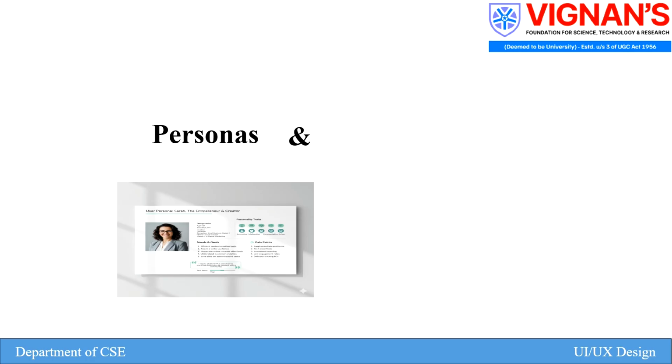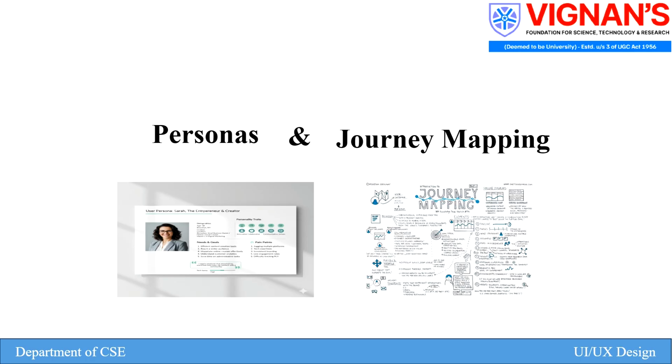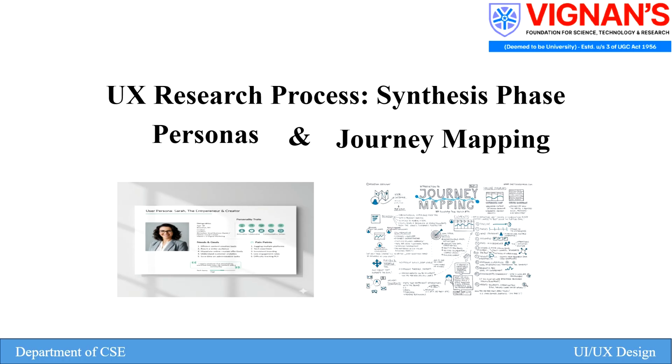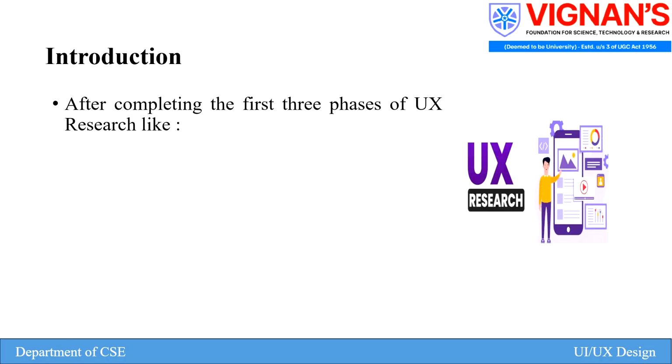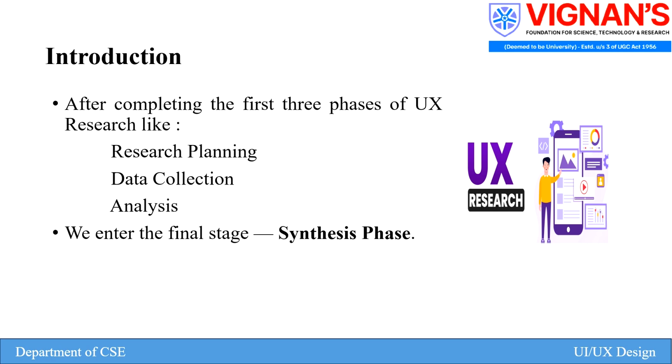Now, we are going to learn about persona and journey mapping, which are the methods in the synthesis phase of the UX research process. Introduction. Up to now, we had completed different phases like research planning, data collection, and analysis in the UX research process. Now, we are going to see the final stage, which is the synthesis phase.